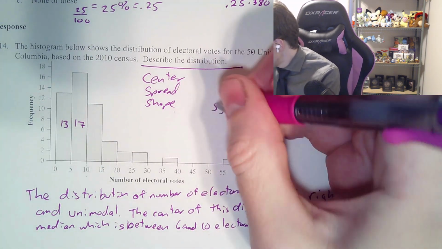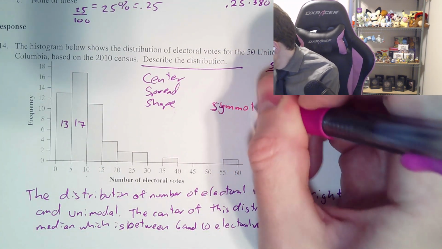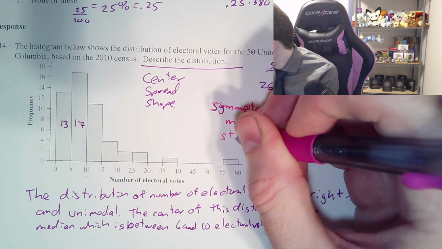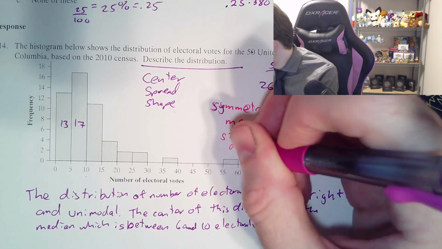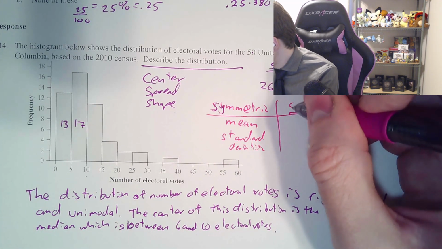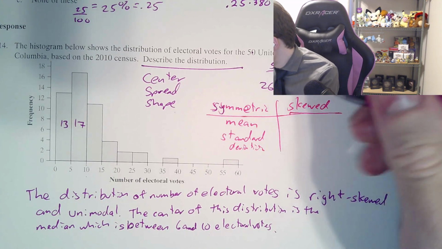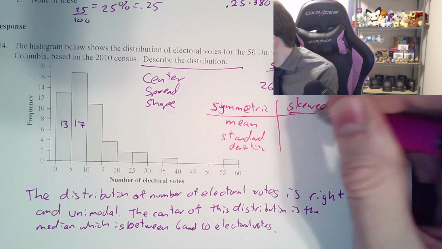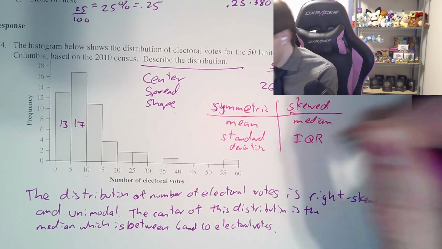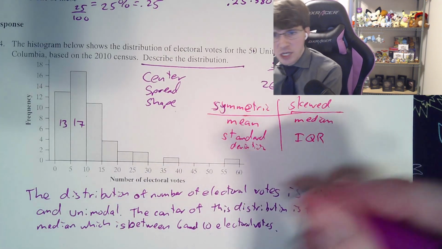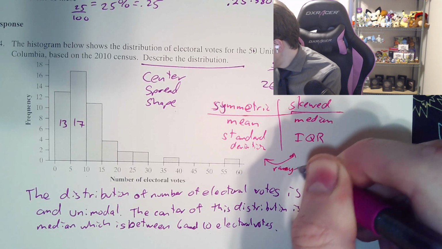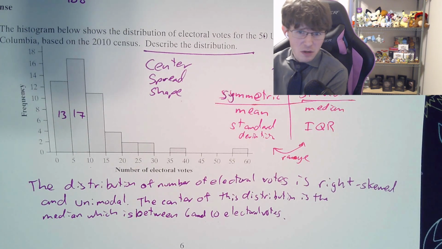So let's say we had a symmetric distribution. If you have a symmetric distribution, we already talked about wanting to use the mean, and you're going to want to use the standard deviation. Whereas if you have a skewed distribution, you're going to want to use the median and the IQR. You can also use the range for both of these. Range is appropriate for either one, if you want to, for your spread. And actually, I would just mention it in both of them.